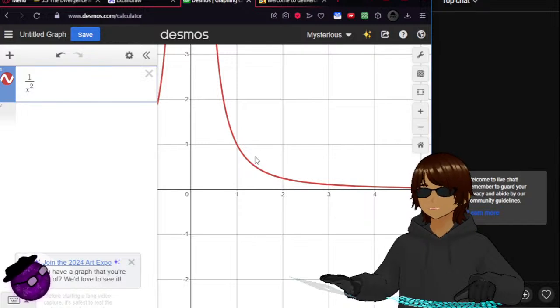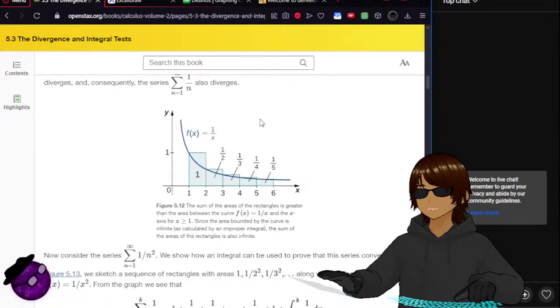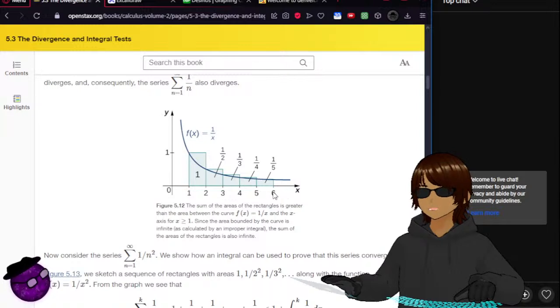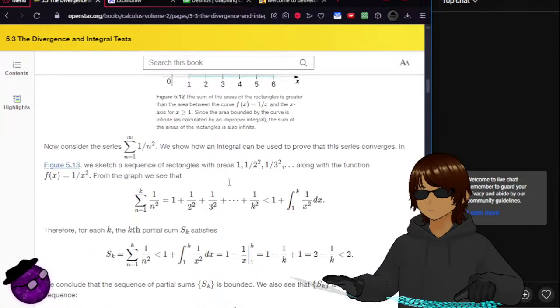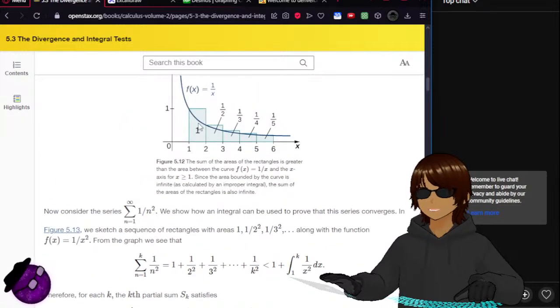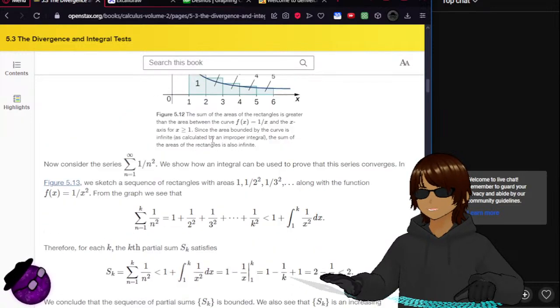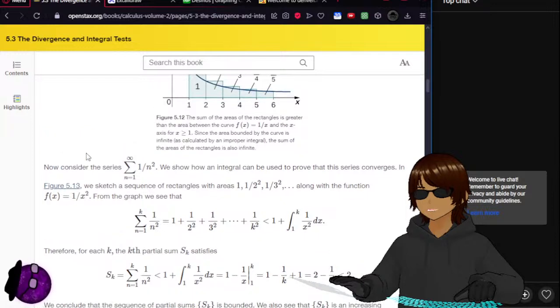As long as the integral is the lower bound. Well, that's why we are doing k plus 1, because we are considering this from 5 to 6. But this only works when the integral is the lower bound of the sum. Now consider the series 1 over n square.